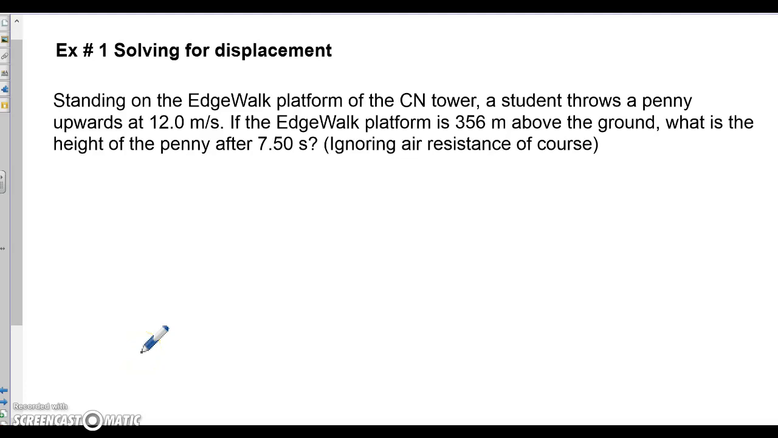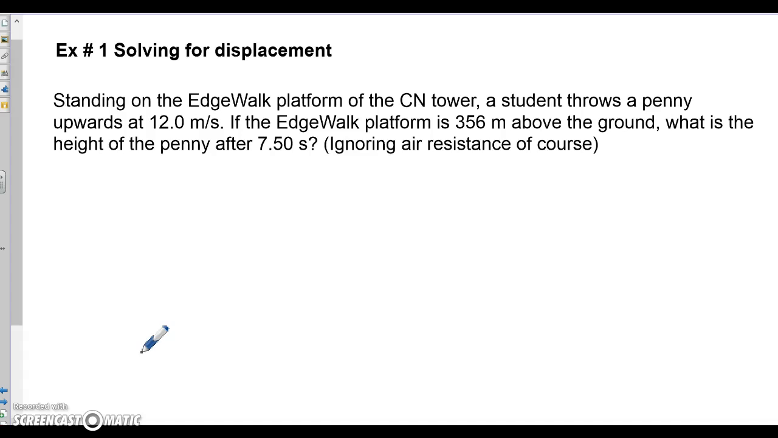So for example number 1, we're going to be solving for displacement. Here's the question. Standing on the edge walk platform of the CN Tower, a student throws a penny upwards at 12 meters per second. If the edge walk platform is 356 meters above the ground, what is the height of the penny after 7.5 seconds? And as always, we're going to ignore air resistance.